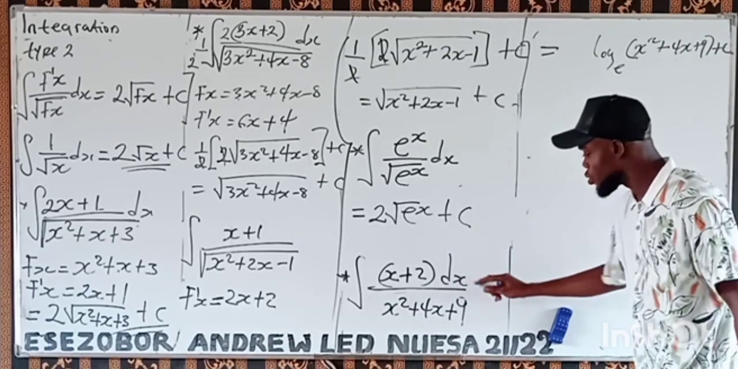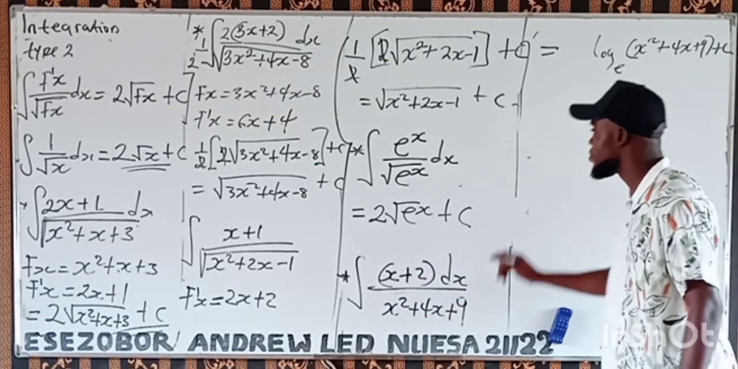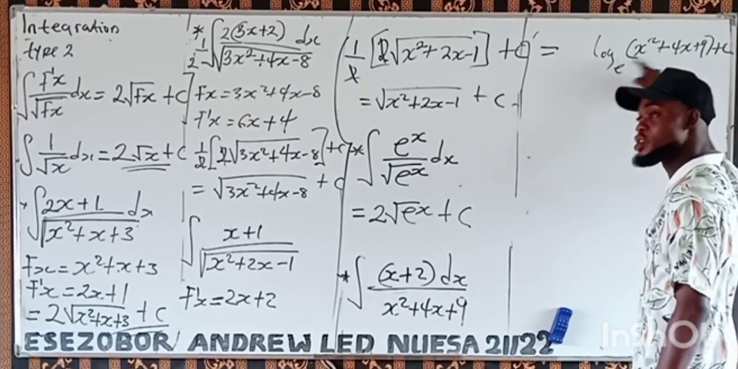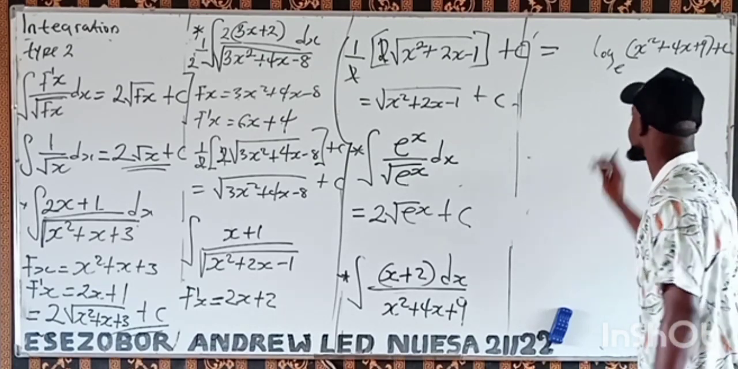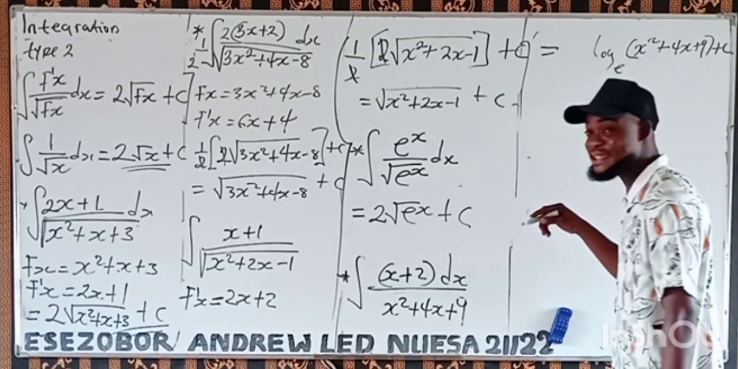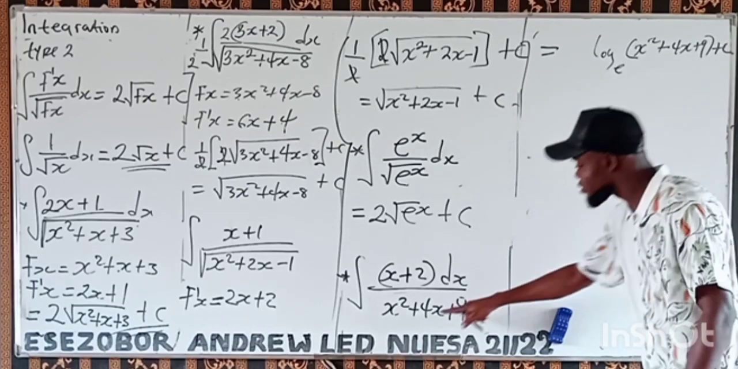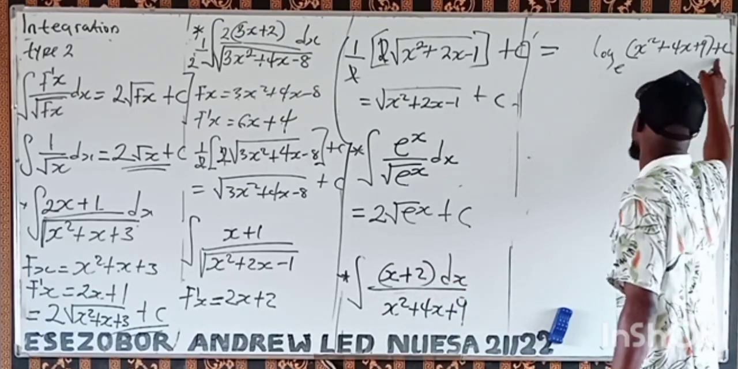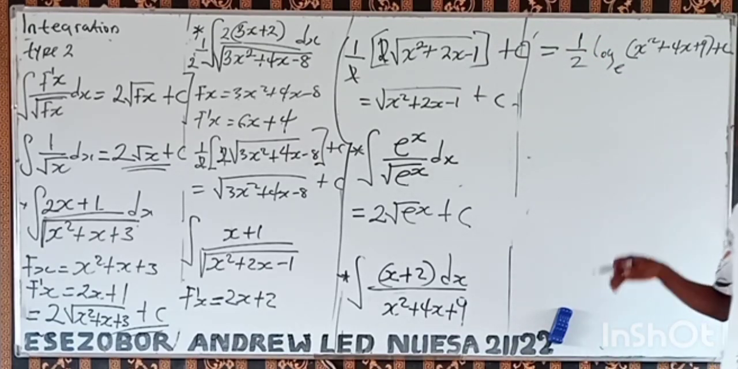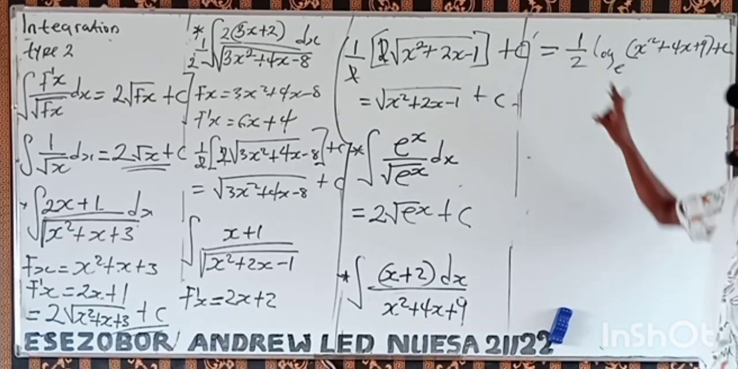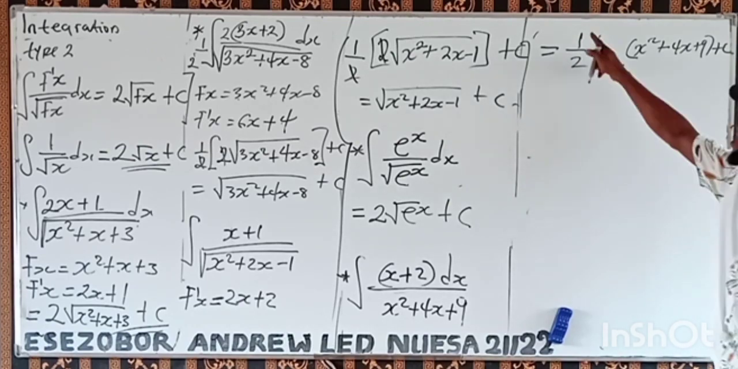But if there is a square root, the answer will be 2 times root of the denominator plus c. Take note of that too. But since this one is 2 higher than this, I will divide this answer by 2, in the sense that I'm going to multiply it by 1 over 2. I'm dividing by 2. If I want to divide by 3, multiply by 1 over 3. If I want to divide by 6, multiply by 1 over 6.